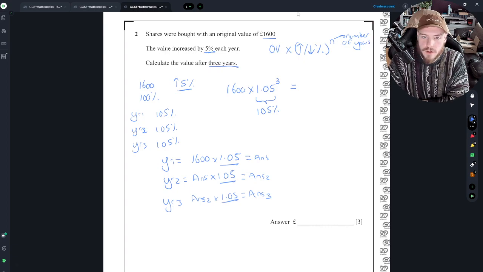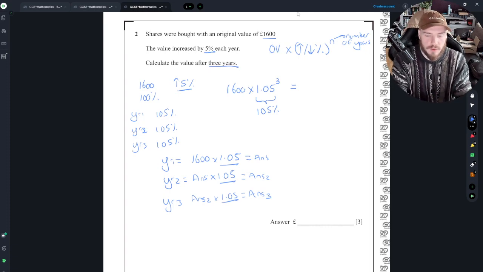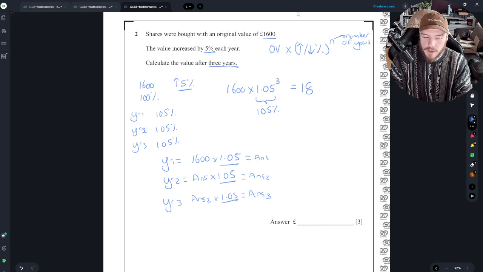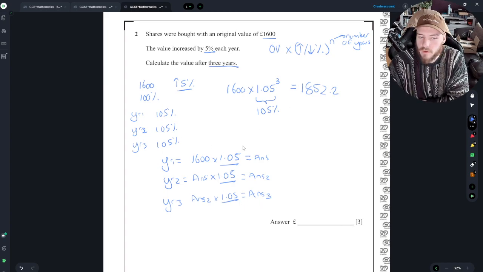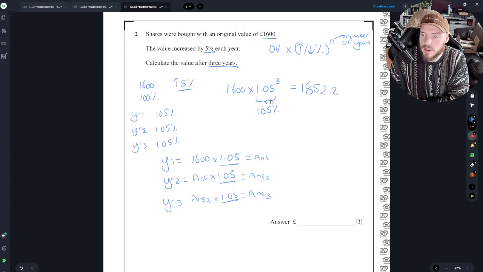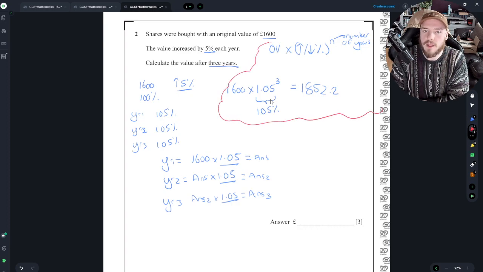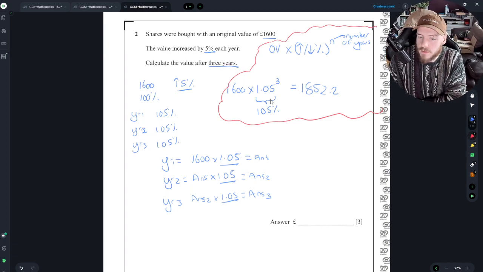So our answer in the end would be 1600 multiplied by 1.05 to the power of 3, which is 1852.2. And that's how straightforward this question can be. You can essentially just do it in this one step here. Okay, so let's move on to our next question.